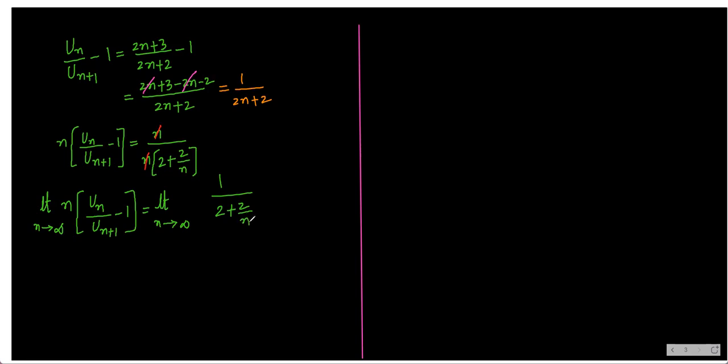Which term becomes 0? This term becomes 0, the 2 by n term. We are getting 1 by 2. 1 by 2 means less than 1. So therefore, by Raabe's test, less than 1 means the series is divergent. By Raabe's test, the series is divergent.